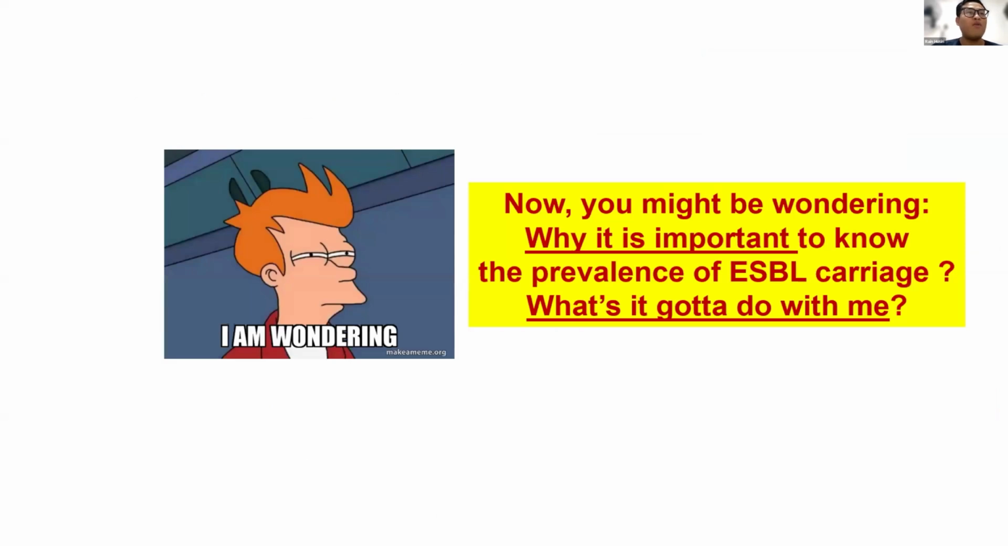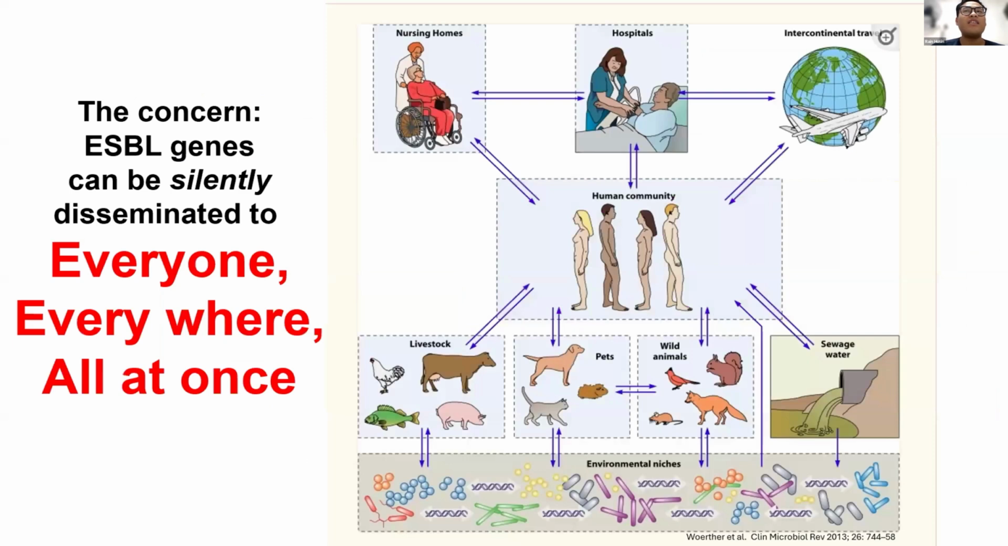So now you might be wondering why it's important to know the prevalence of this carriage in this migrant community and what it has got to do with me. It's because the ESBL gene can be silently disseminated to everyone, everywhere, all at once. And it can spread between people, animals, and the environment, making it crucial for us to understand and monitor it.